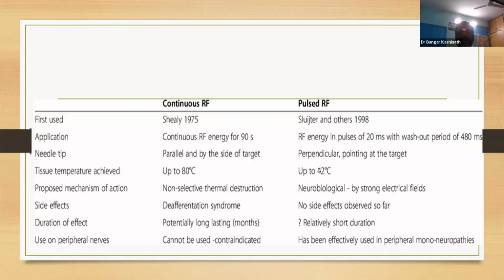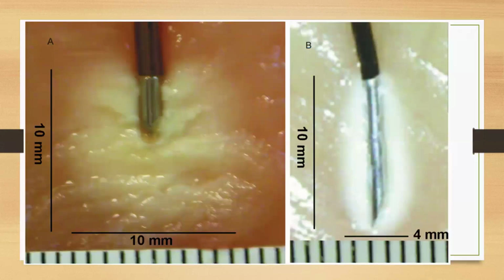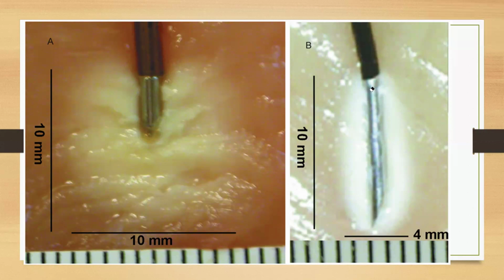Fantastic. Sir, can you please explain the mechanism of RF in cooled and conventional RF, about the voltage? So see, what happens is one of the factors which decide the lesion size is the voltage. In short, increase the voltage, lesion size will increase. Is this clear? Yes. Fantastic.